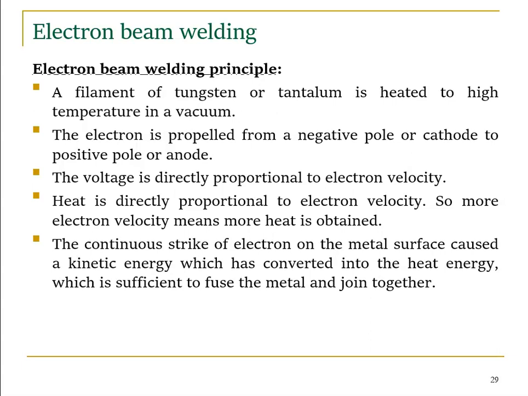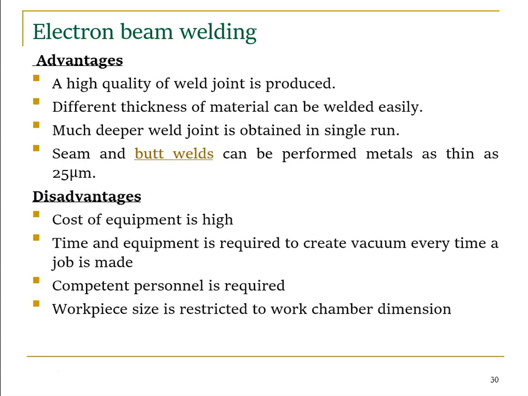The electron is propelled from the negative pole or cathode to the positive pole or anode. The voltage is directly proportional to the electron velocity. Heat is directly proportional to electron velocity. So more electron velocity means more heat is obtained. The continuous strike of electrons on the metal surface causes kinetic energy, which is converted into heat energy, which is sufficient to fuse the metal and join it together. This is what electron beam welding is.